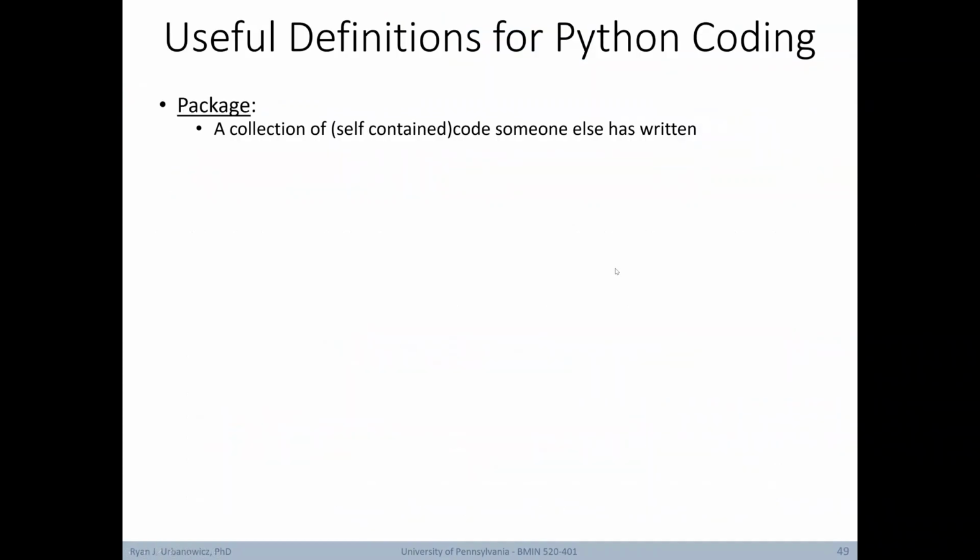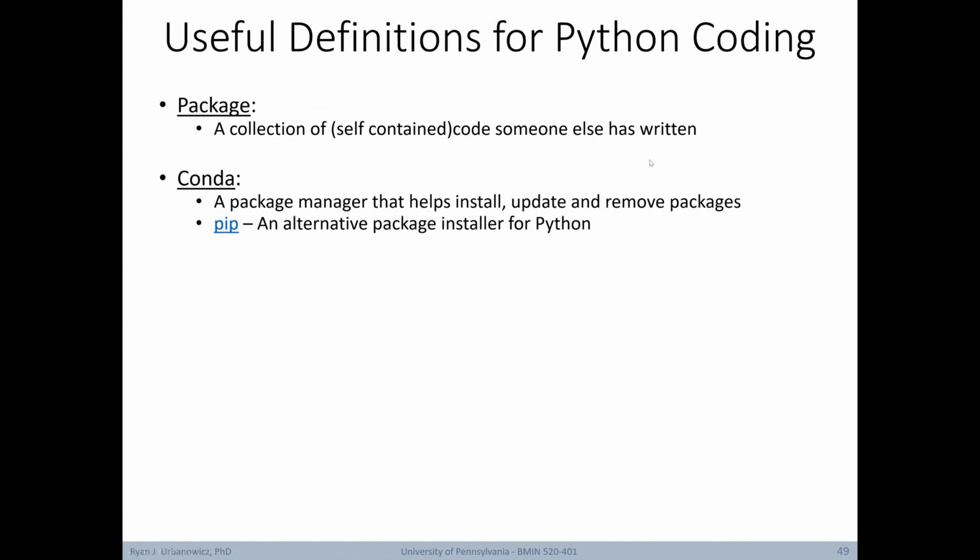If you're newer to computer science and programming, it's useful to cover some basic definitions regarding Python coding. First off, the term package is a collection of self-contained code that someone else has written and it does something, right? So it can run a machine learning model, it can create visualizations. Basically, it's just something you call and use and you don't have to program from scratch.